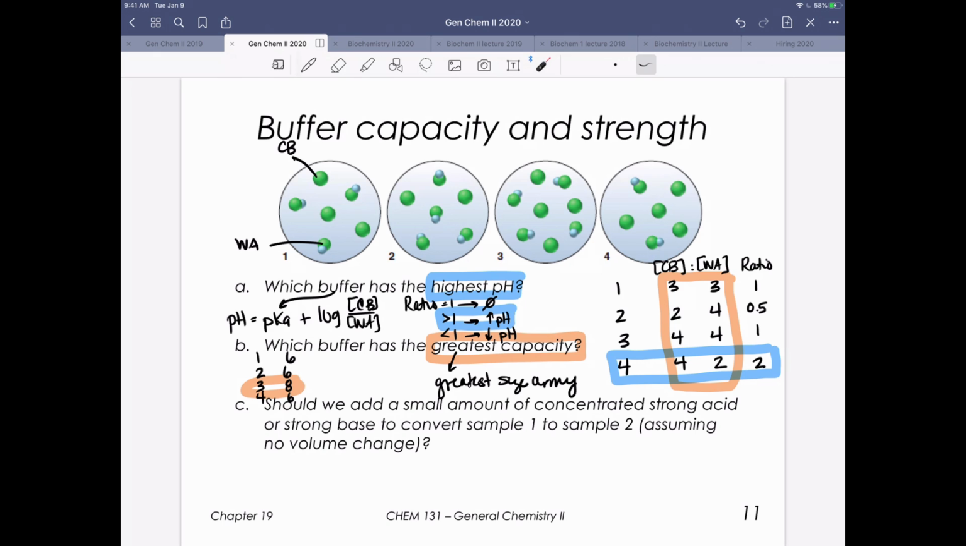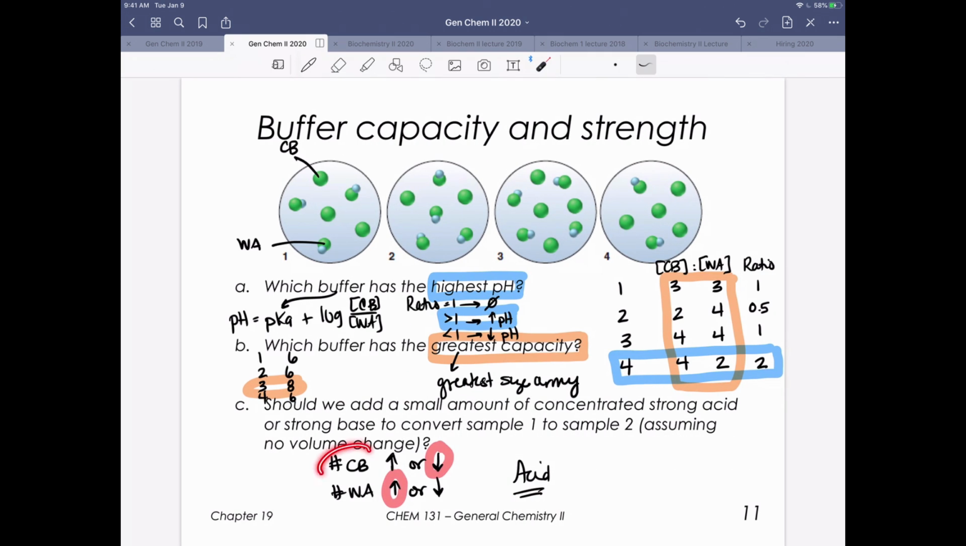This last problem asks us to think about what we want to do if we wanted to convert sample 1 into sample 2. Do we want to add base or acid to do that? Well, again, we need to look at the number of conjugate base species or weak acid species that we have. Converting solution 1 to 2, we can see that we are decreasing the number of conjugate base species and increasing the number of weak acid species. The only way to do that is to add acid.